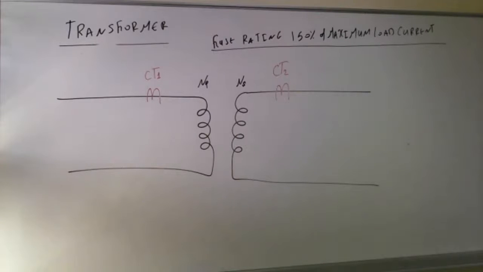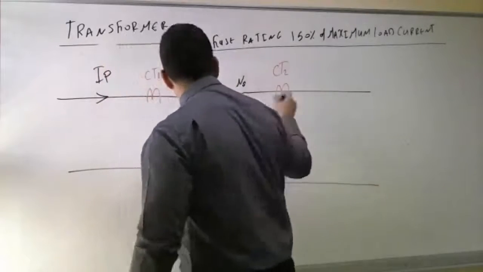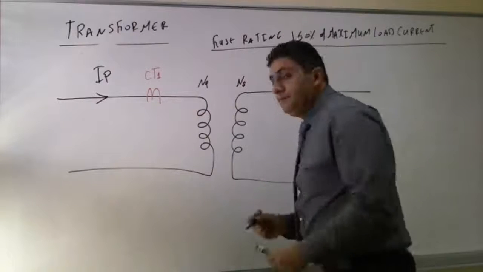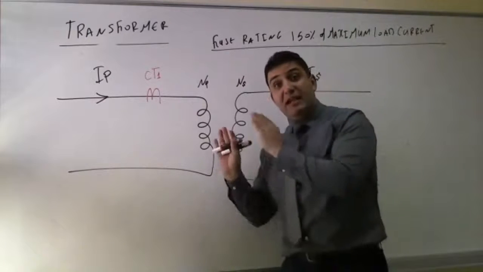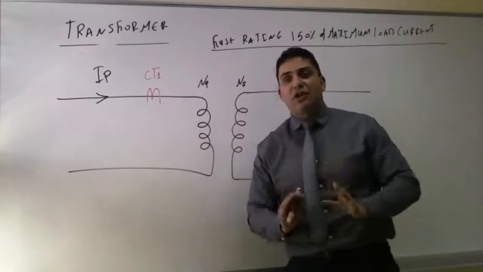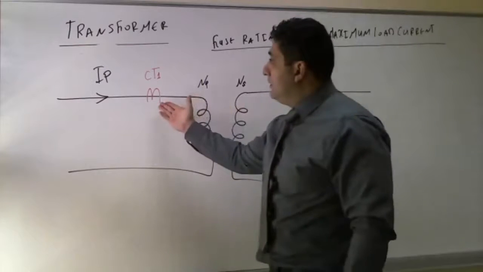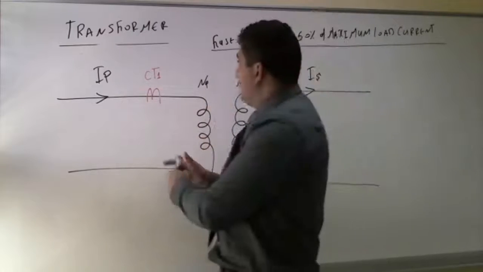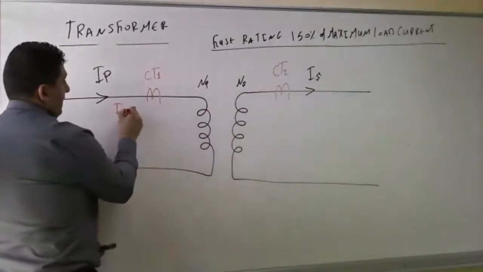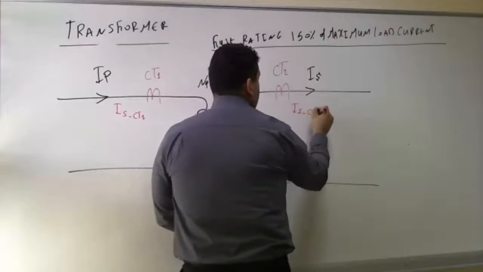Now, I have I primary coming from here, and I have I secondary going out. This transformer size must be above 10 MVA or located in a very critical location. Now, what will happen here? I have the primary current going, which means I have a secondary current of the CT. So in this one I have I secondary of CT1, and here I will have I secondary of CT2.